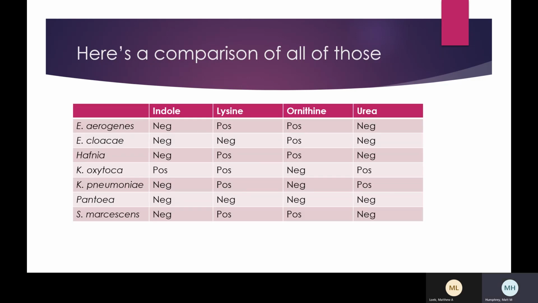So here's a comparison of all the bugs that we've talked about so far: Enterobacter aerogenes, Enterobacter cloacae, Hafnia, both the Klebsiellas, Pantoea, and Serratia, showing you some significant biochems that you'll want to keep track of for each of them.